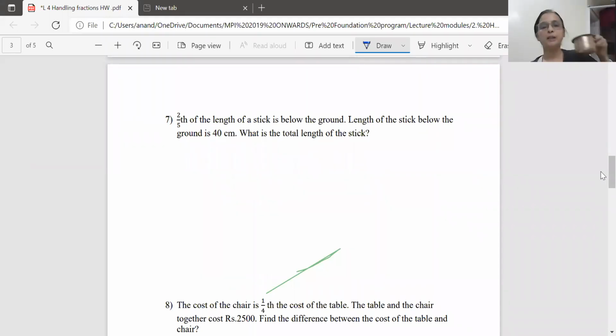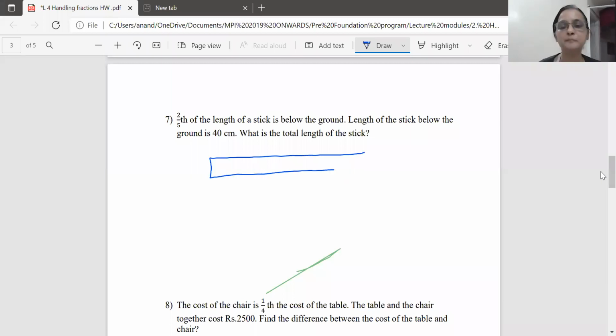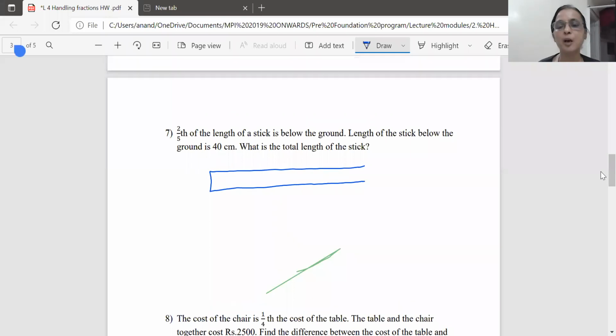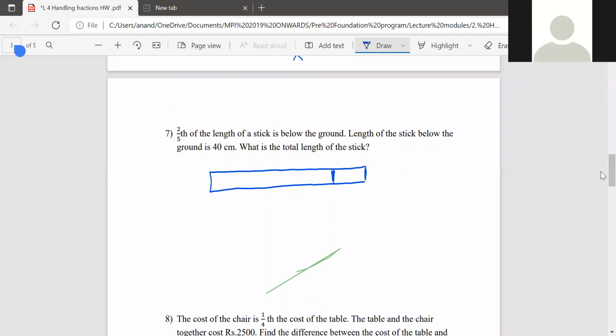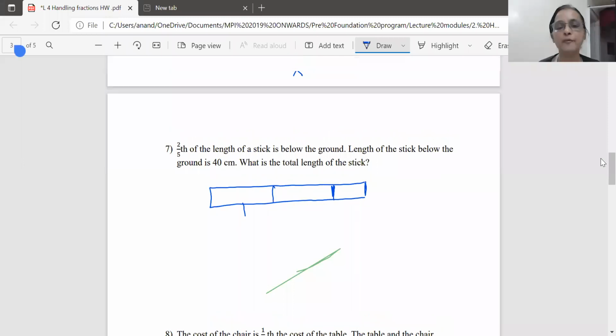2/5 of the length of a stick is below the ground. Whenever I see this kind of thing, I'm tempted to draw a train. 2/5. So how many parts will I make of it? 5 parts. 1, 2, 3, 4 and 5. I will make 5 parts of the train.